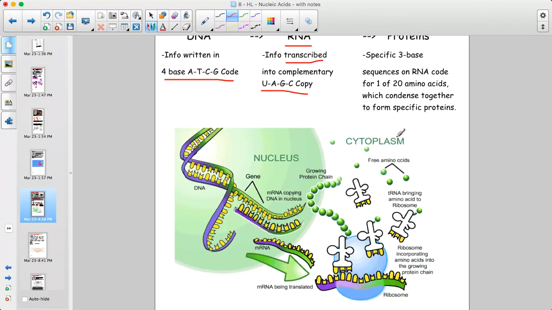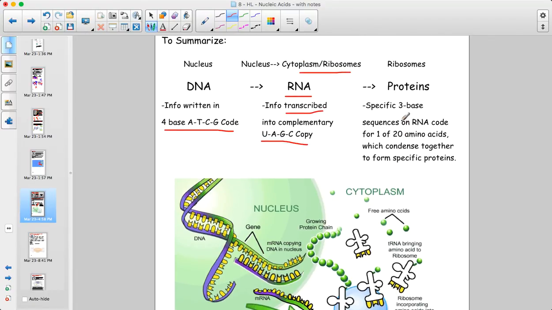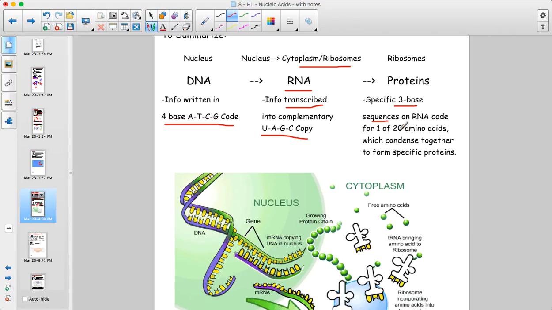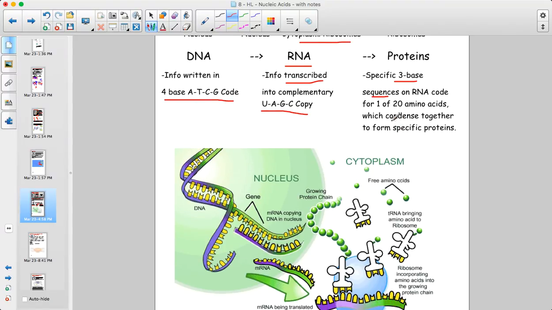Ribosomes are small organelles where protein synthesis takes place. So that's where the sequence of bases gets read, and each 3-base sequence on the RNA codes for a specific amino acid, one of the 20 amino acids. So at the ribosome, the correct amino acids get brought into place, and they get bound together through condensation reactions, and then you form proteins.